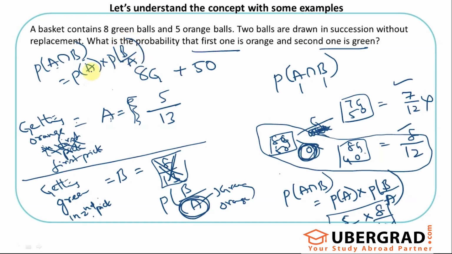So what is probability of A? 5 by 13, which I have written, right? What is probability of B given A has happened? What is A? Getting orange in the first pick. If I get orange in the first pick, my composition will look like this, 8 green and 4 oranges. In this case, what is the probability of getting green? 8 by 12. So I need to multiply 8 by 12. Right? That's how you should do these questions.